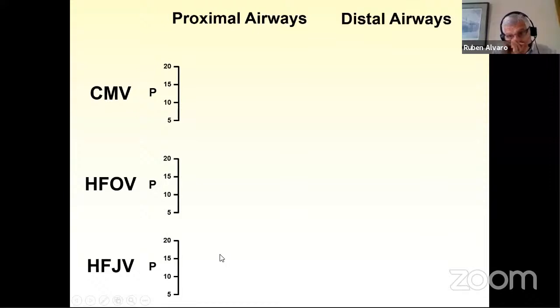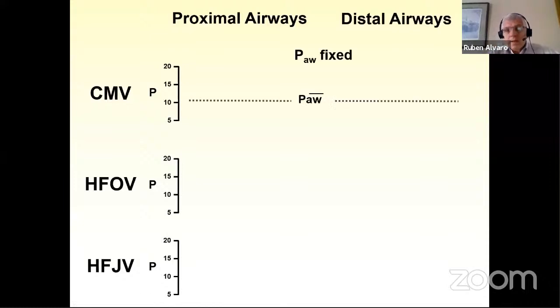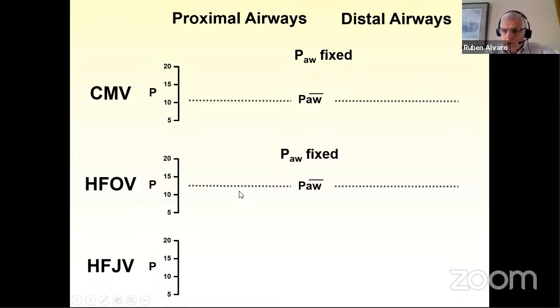So here's another example of how those pressures and volumes are transmitted from the proximal airway to the distal airway: conventional mechanical ventilation on the top, high frequency oscillatory ventilation in the middle, and high frequency jet ventilation on the bottom. Okay, in the proximal airway, when you look at the mean pressure, there is no change in mean pressure seen with conventional ventilation in the proximal airways compared to the distal airway. So there is no loss of mean airway pressure when you look at a conventional ventilator between the trachea and the alveoli. When you look at the high frequency oscillatory ventilation, if you look at the mean airway pressure, we are not talking about oscillations now.